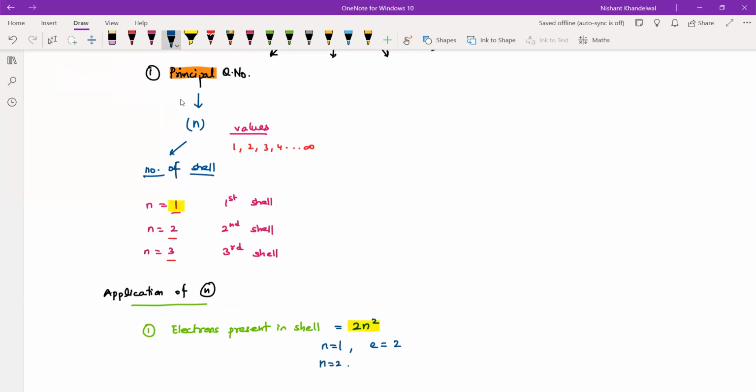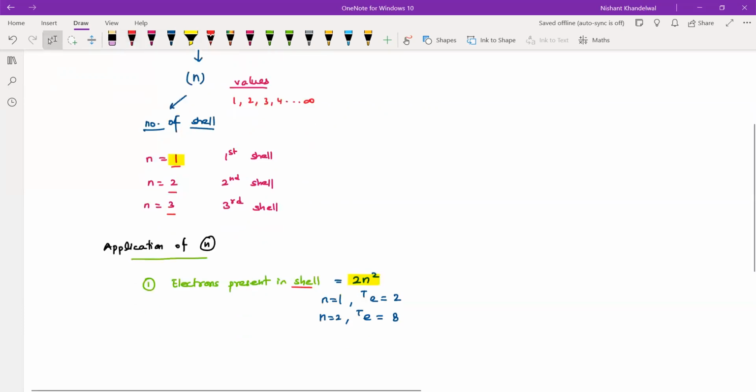Similarly, if n is 2, how many total electrons will there be? 2 multiplied by 2 square. So what will it be? 8. That will be 8. So that's how you can go on. It is telling you information about the electrons present in the shell.